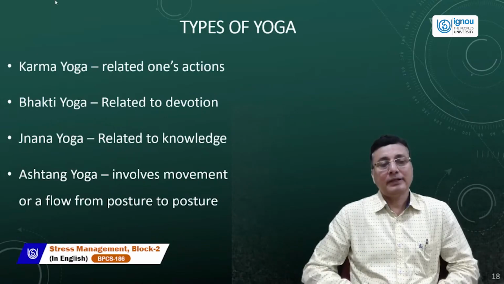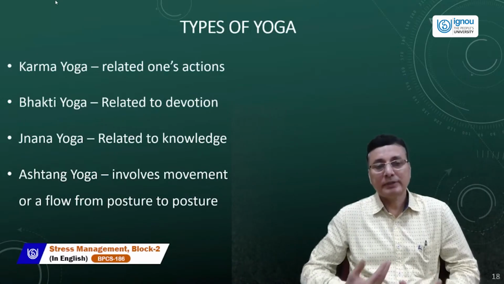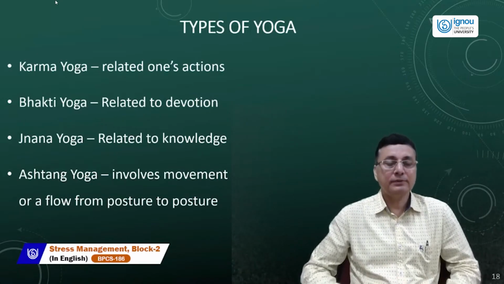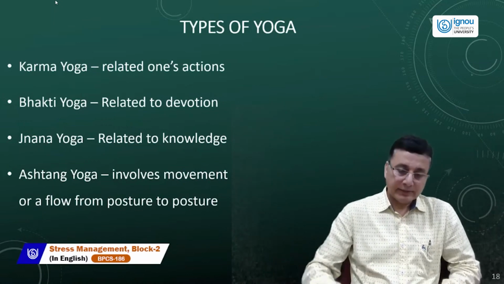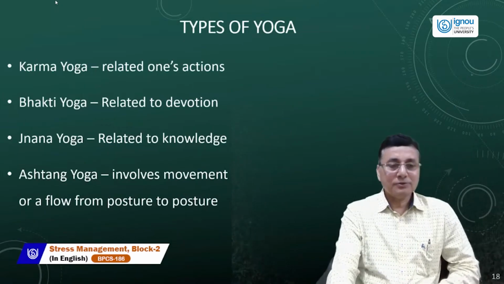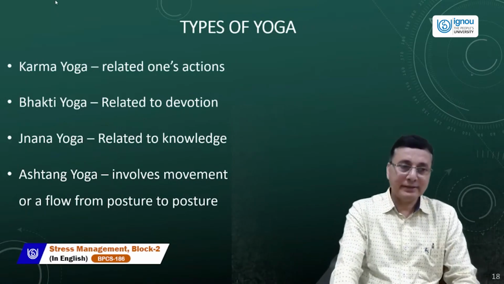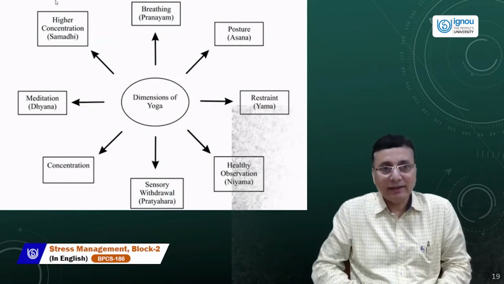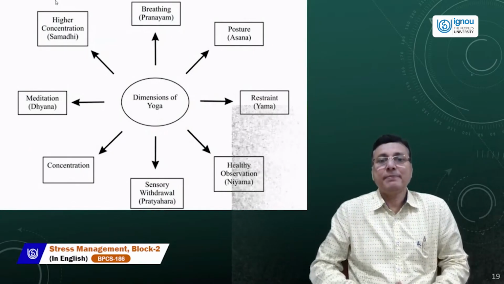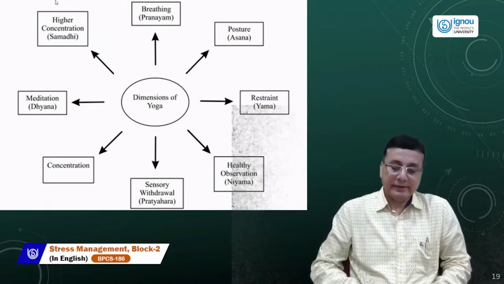Another one is Jnana Yoga. According to Jnana Yoga, if you improve your knowledge, if you try to understand the world, yourself, God, it will be helpful in your living. Ashtanga Yoga is related to certain types of postures and exercises. Let us see what the different types of Ashtanga Yoga are. There are eight dimensions of yoga: yam, niyam, pratyahar, dharana, dhyan, samadhi, pranayama.